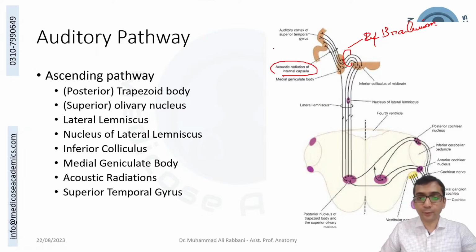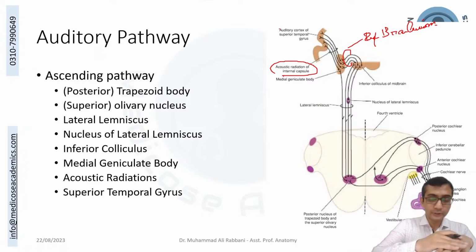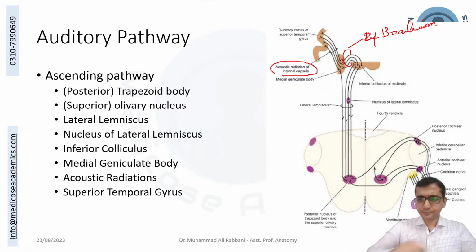And they go to the superior temporal gyrus, which is in the floor of the lateral sulcus, in the roof of the superior temporal gyrus, and this is the primary auditory area, and then they go onwards. So that's the basic auditory pathway.